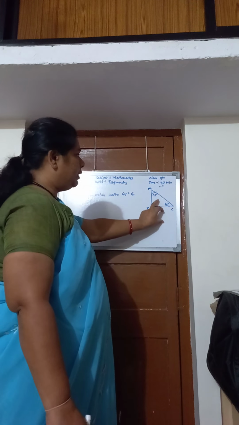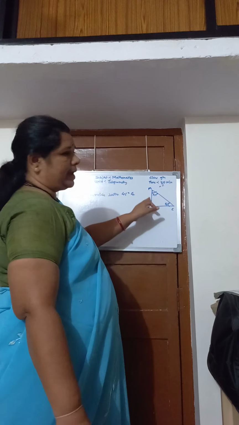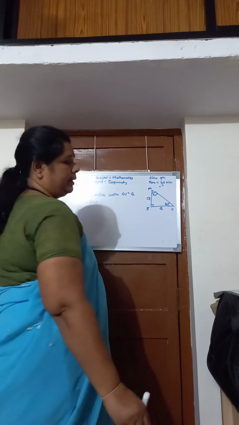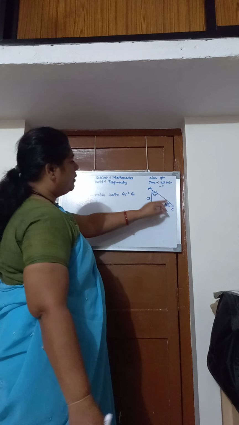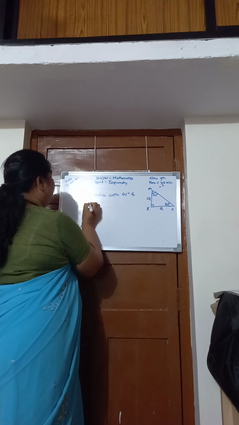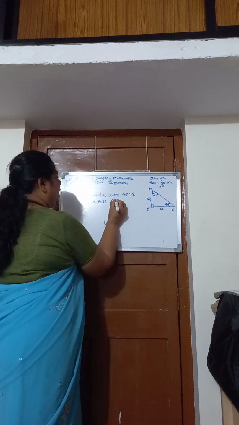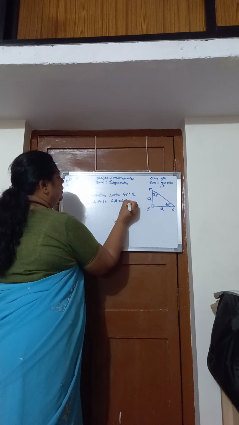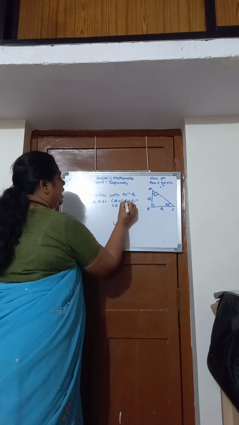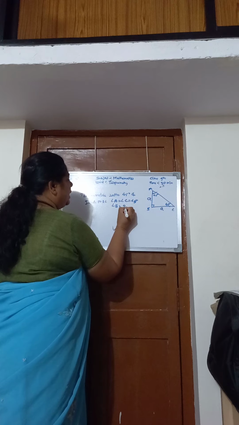First we have to calculate the values of AB, BC and AC. This is an isosceles triangle. Therefore, if we take AB equal to A, then BC is also equal to A. We have to calculate the value of AC. How can we calculate it? Consider triangle ABC, angle A and angle C are equal to 45 degree and angle B equals 90 degree.